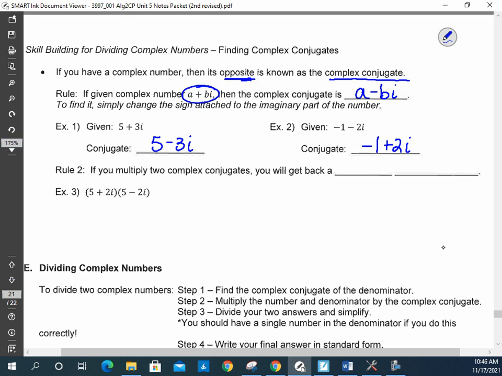So, second rule with complex conjugates. If you multiply two complex conjugates, you will get back a whole number. Sometimes it can be an integer, positive or negative. It could be positive, it could be negative.